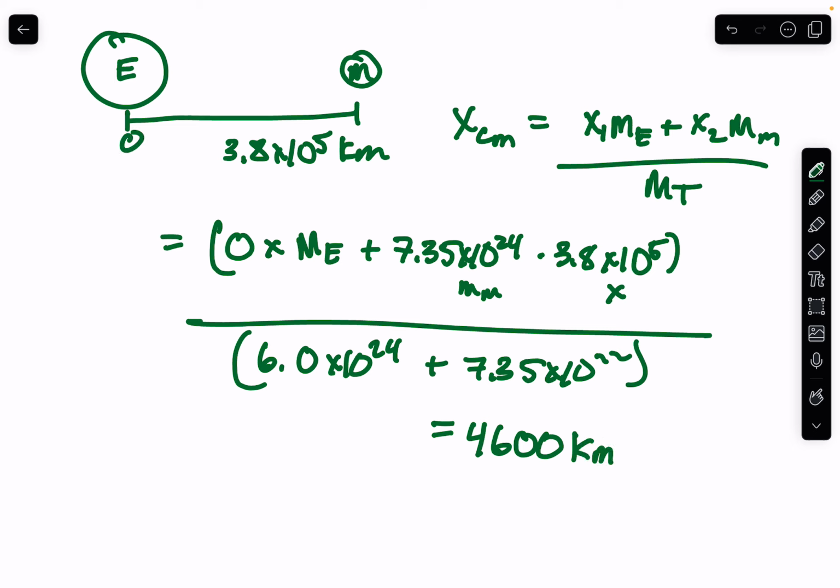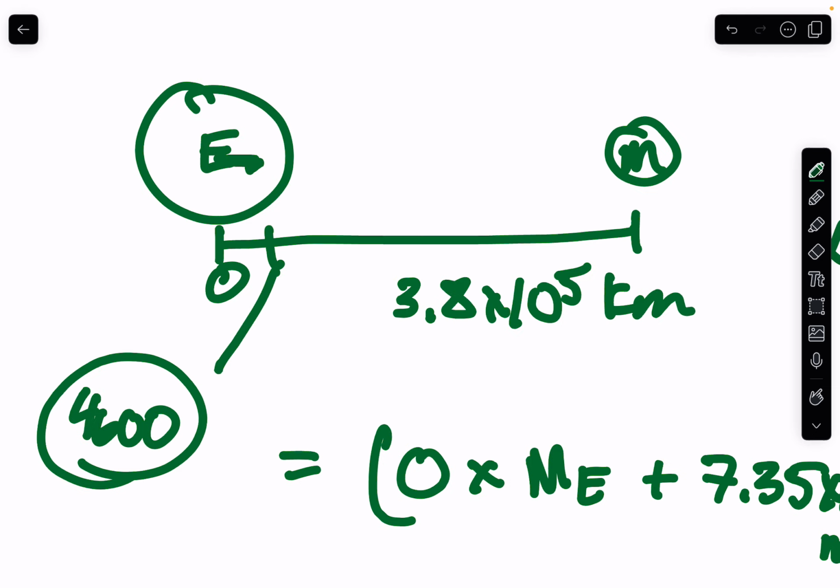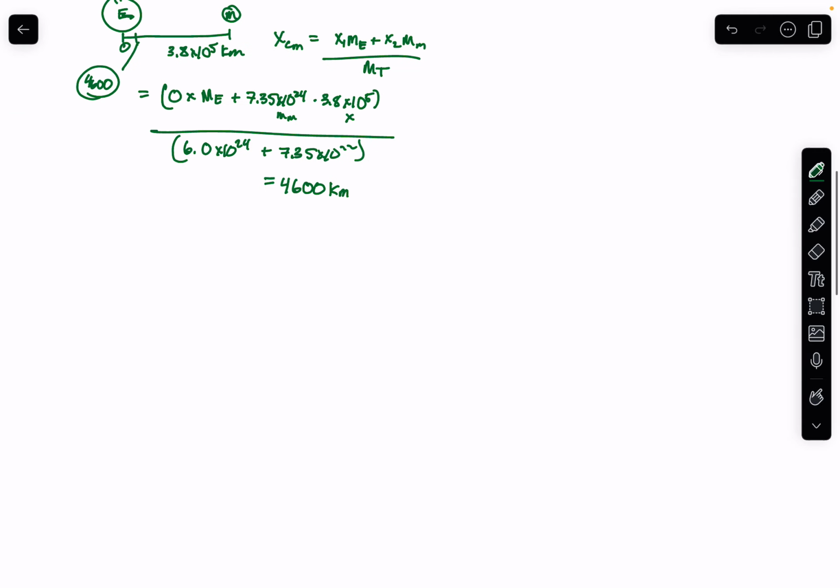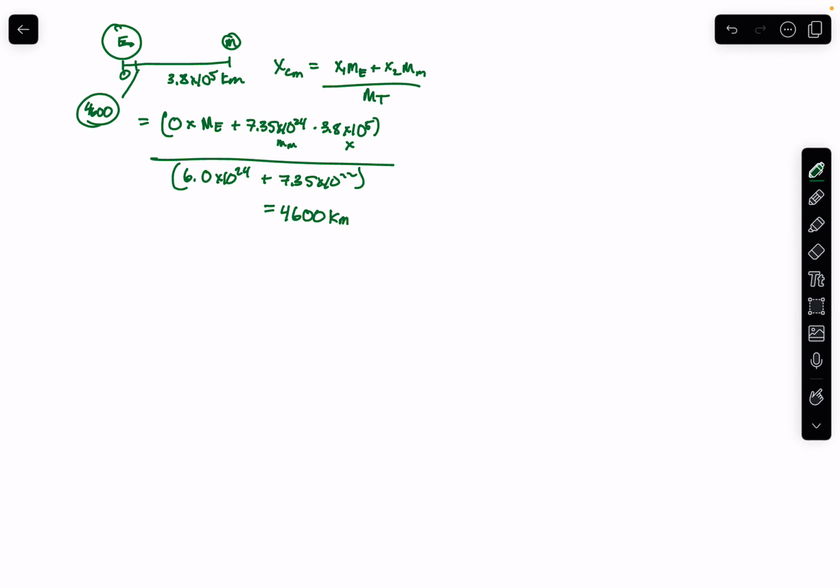Now, what does that mean? That means that if this is the 0 point, the center of the Earth, then the center of mass is 4,600 kilometers from the center of the Earth. The radius of the Earth is about 6,000 kilometers. So it's actually inside of the Earth, but not at the center of the Earth. It's like right here, right? If this is the Earth, it's like that.